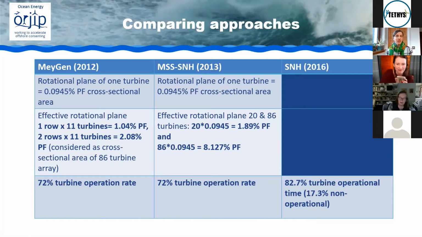The review of that by Marine Scotland and SNH suggested that was inappropriate, and that they needed to multiply the rotational plane of a single turbine by the number of turbines. For 86 turbines, that gives 8% of the Pentland Firth as cross-sectional area. So again, these subtle interpretations could give different input parameters to the collision risk models and therefore different outputs. In the bottom row there, the turbine operation rate differed between these studies as well, coming with data refinements as the array's been in the water for longer. Next slide, please.